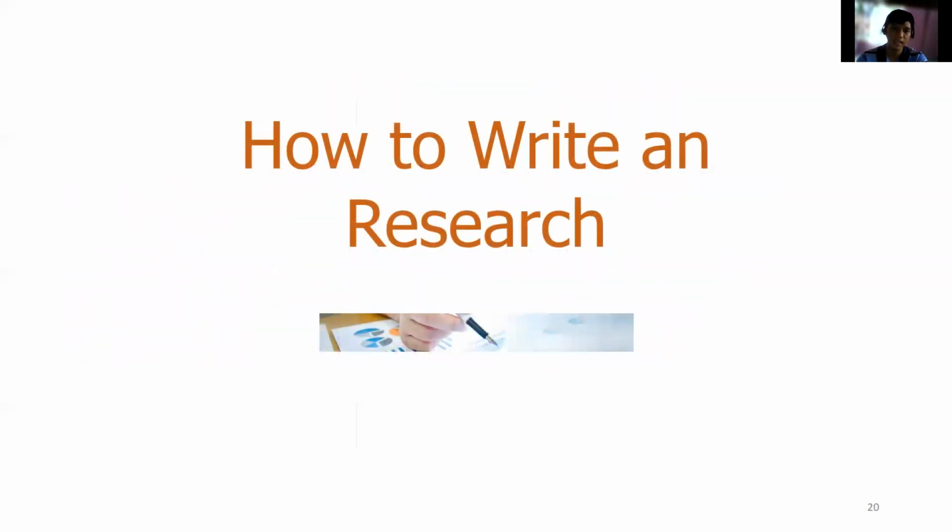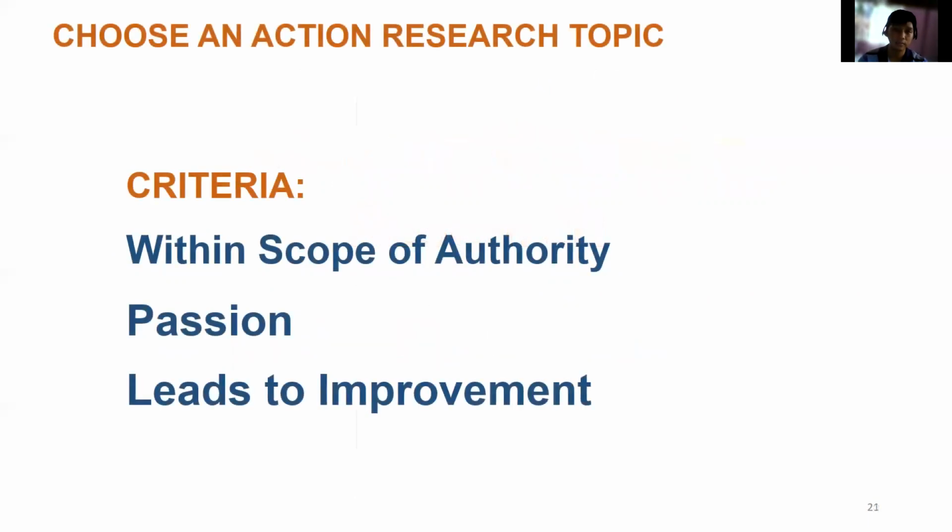So the next is how to write an action research, but since my time is limited, I am not going to go over all the parts of an action research. I am just going to focus on writing the title. So first, you have to choose an action research topic, and your action research topic should be within your scope of authority.